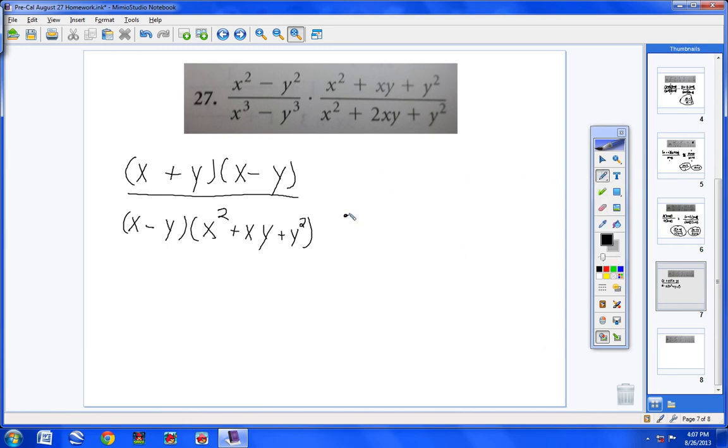So I'm going to go ahead and put multiplication. I'm going to put x squared plus xy plus y squared. Now let's see if we can't factor that expression right there. All right, so here we go. I would have x squared plus 2xy plus y squared. Now watch this carefully, please. There's nothing common I can factor out, so moving on.